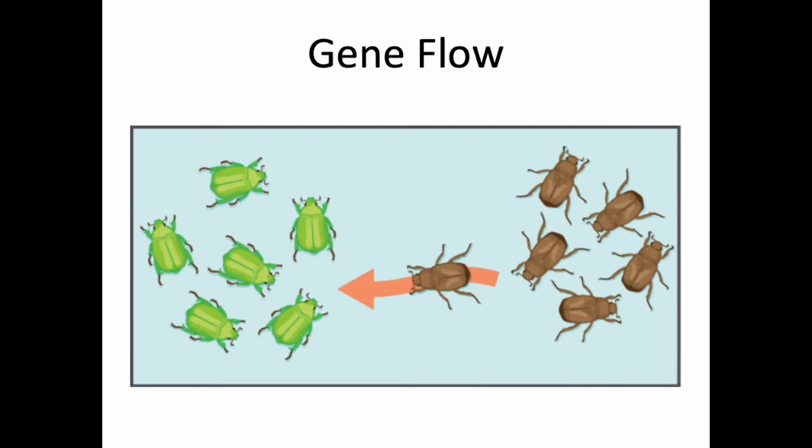If we want a visual on this, here's a population of beetles. They're all green. Here's a population of beetles. They're all brown. Due to some epic voyage, this brown beetle makes it to the green population. Now its brown alleles are part of this population. Whether brown is better than green, that's another story. Whether this population is going to change over time, that's another story. But gene flow is introducing novel alleles to this population because this individual migrated from this population to this population.